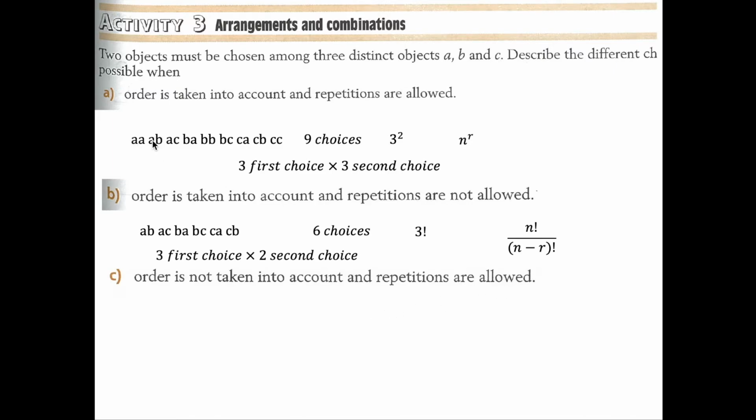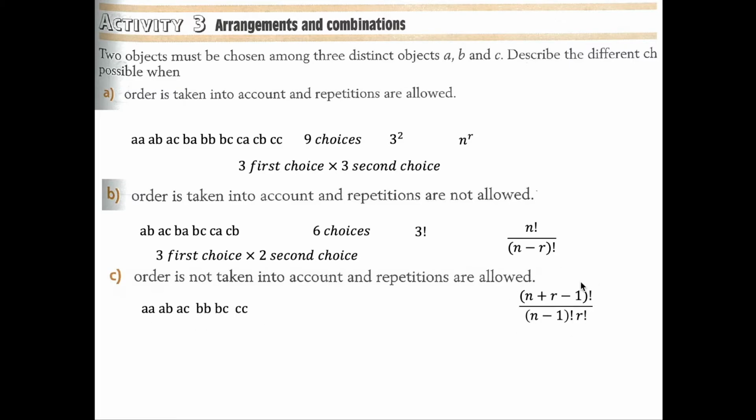AB, it's just if we have AB, you can't have BA. If you have AC, you can't have CA. If you have BC, you can't have CB. We end up with everything we had up here, except I've removed where the order has been switched around. We have AA, AB, AC, BB, BC, CC. So there's 6 different choices.